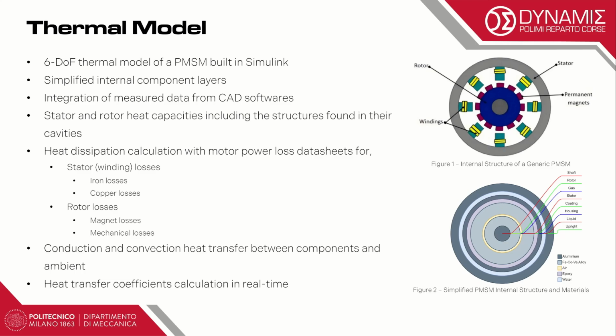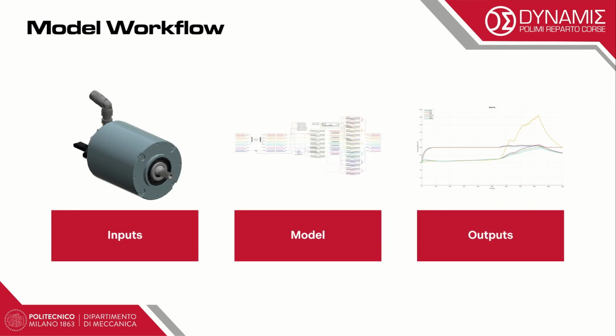Alongside other components, stator and rotor heat capacities also include the structures found in their cavities, such as copper coils, epoxies, and magnets. To introduce the heat dissipation by losses in real time with accuracy, we use motor power loss datasheets for stator losses and rotor losses. Then, between each component and the ambient, heat transfer takes place. For realistic heat transfer coefficients, they are calculated directly from the temperature differences, material properties, and, if the medium is fluid, its characteristics.